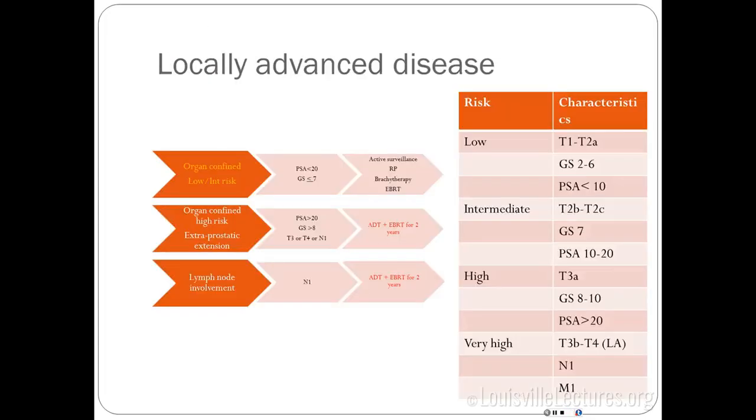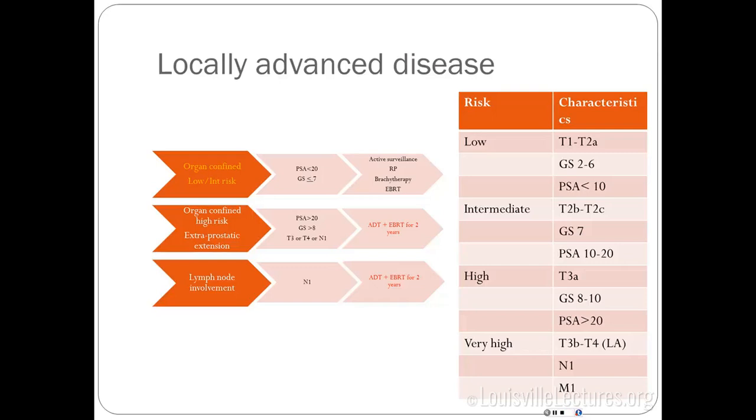Okay, so we talked about low-risk disease. Now let's move on to intermediate risk disease and high-risk disease. So intermediate risk disease, you can see here your Gleason score is starting to be 7, PSA is 10 to 20. In high-risk disease, your Gleason score is high at 8 to 10, and your PSA is high at greater than 20.